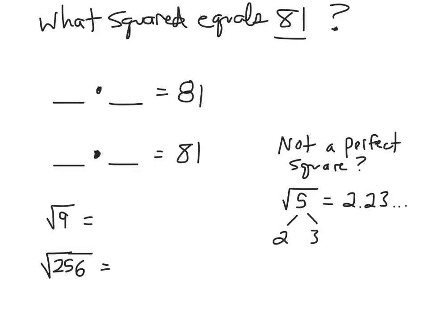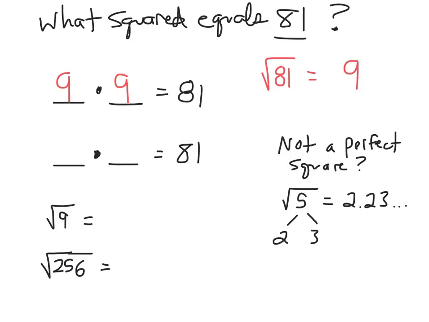Okay, let's take a closer look at square roots, because at this point you might be thinking, that's pretty easy, or I already knew this. But it's actually a little more complicated than this. Because when we're answering the question, what squared equals 81, we're trying to find the square root of 81. The first thing that might come to mind is, well, that's 9 times 9. 9 times 9 is 81. So the square root of 81 is 9.